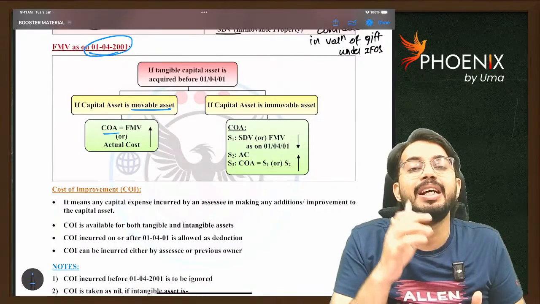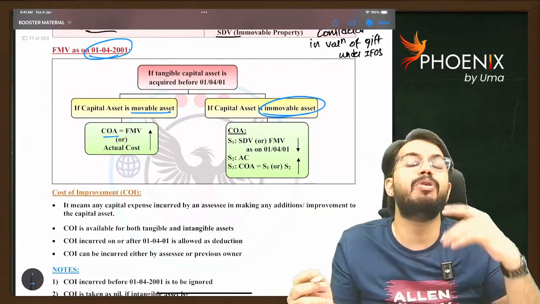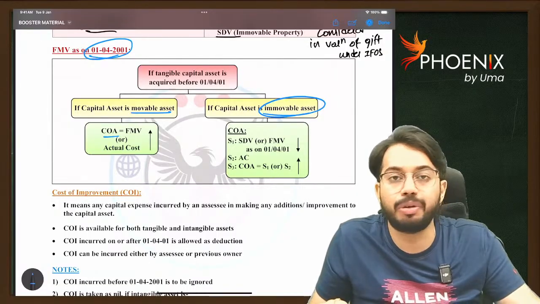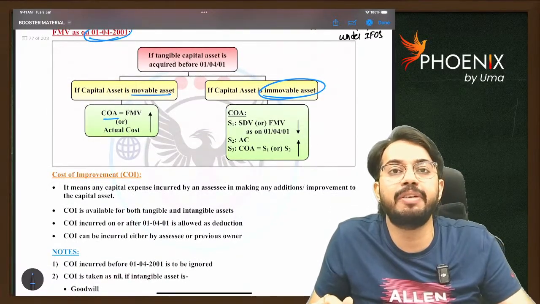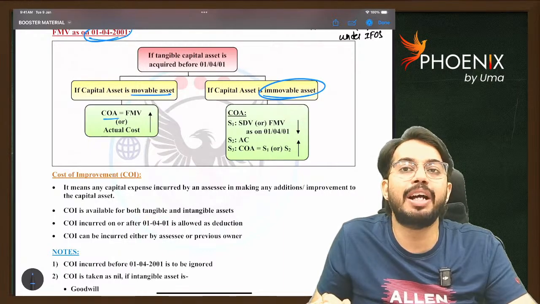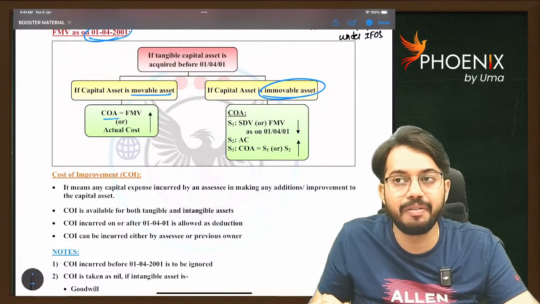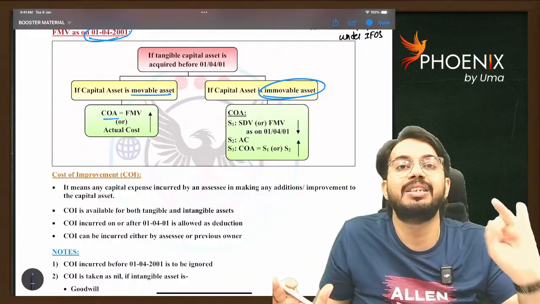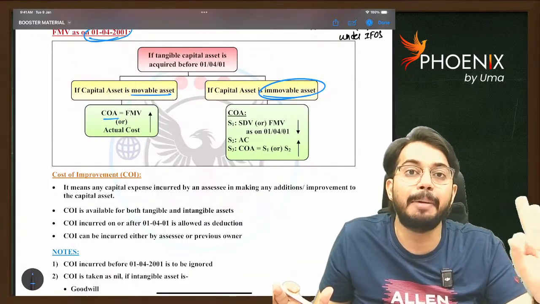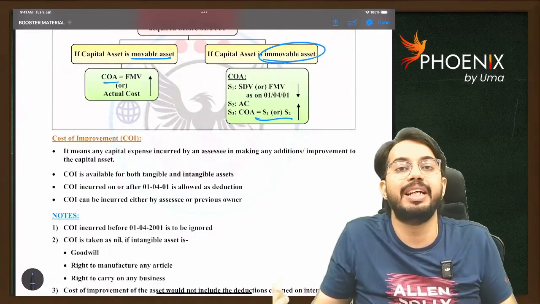If you purchase an immovable property before 1st April 2001, then the cost of acquisition will be calculated in three steps. Step 1, stamp duty value as on 1st April 2001 or fair market value as on 1st April 2001, whichever is lower. Step 2 is actual cost. Step 3, cost of acquisition is equal to step 1 or step 2, whichever is higher.